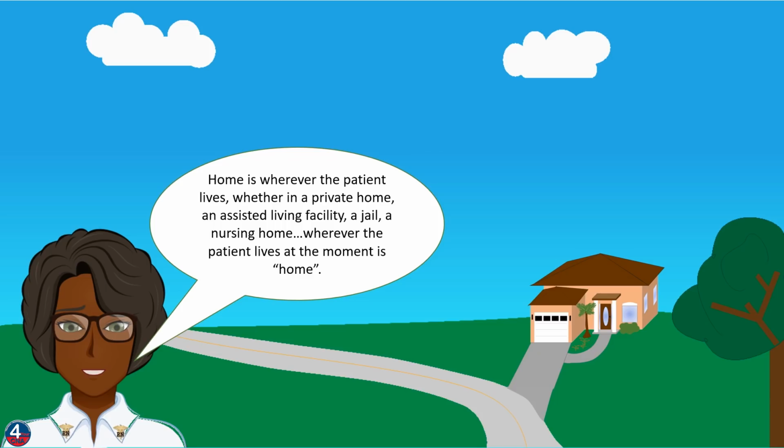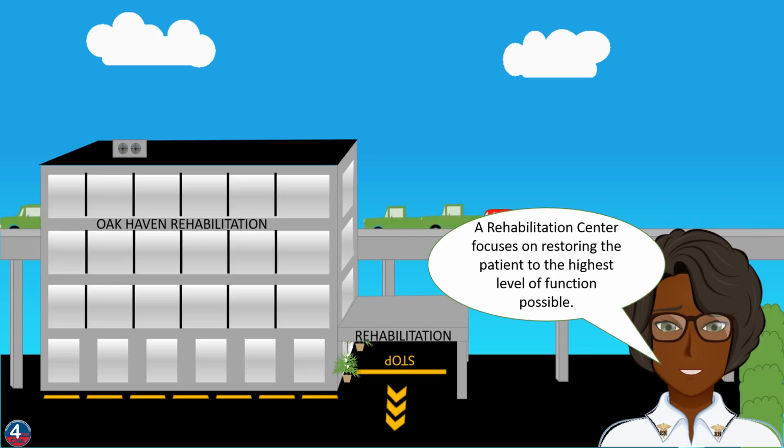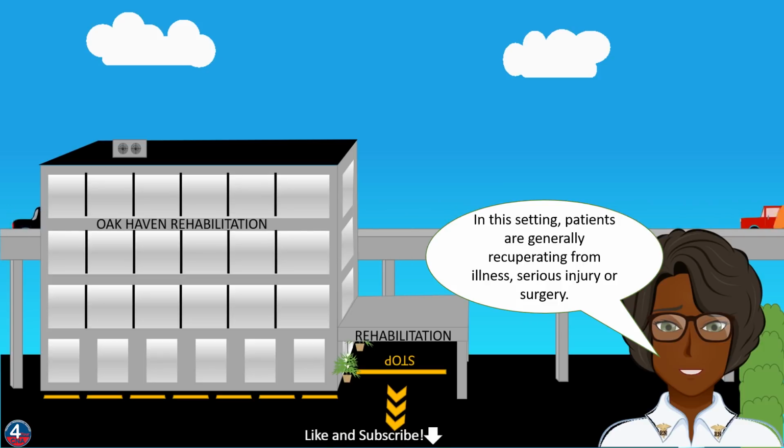Home is wherever the patient lives, whether it's a private home, an assisted living facility, a jail, a nursing home, wherever the patient lives at the moment is home. We've already talked about home, so let's talk about rehabilitation centers now. A rehabilitation center focuses on restoring the patient to the highest level of function possible. In this setting, patients are generally recuperating from illness, serious injury, or surgery.